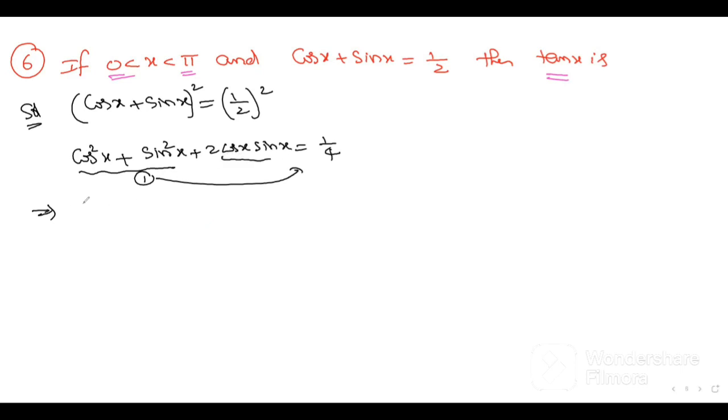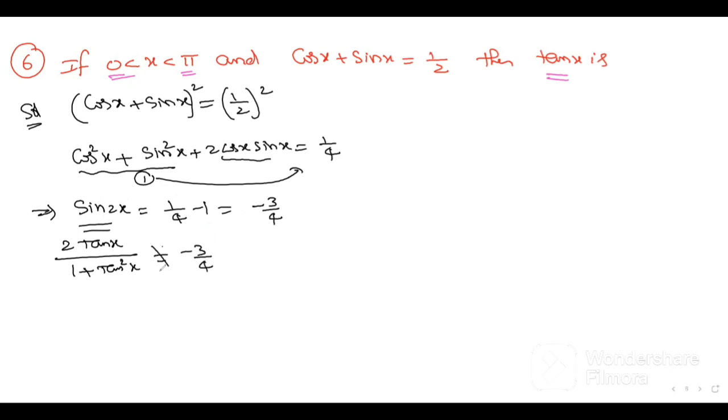2 cos x sin x, we have formula sin 2x. 1 by 4 minus 1, it will become minus 3 by 4. But sin 2x, we have formula in terms of tangent. Sin 2x formula in terms of tangent: 2 tan x by (1 plus tan square x) is equal to minus 3 by 4. So by using cross product, after simplification, we get 3 tan square x plus 8 tan x plus 3 is equal to 0. Okay, find the value of x.